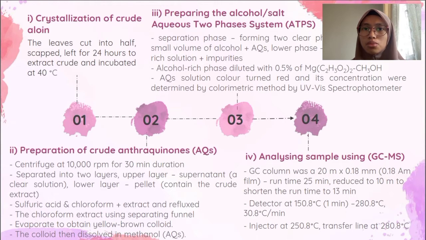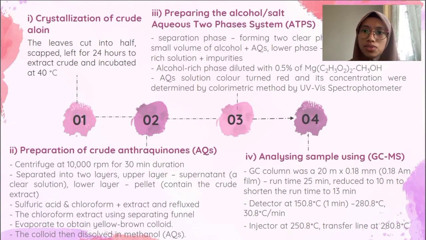Sulfuric acid and chloroform were added to the extract, and then refluxed. The chloroform extract was separated using a separating funnel, then evaporated to obtain a yellow-brown colloid, and the colloid was then dissolved in methanol. Third is preparing the alcohol or salt aqueous two-phase system, ATPS. Separation forms two clear phases: the upper phase is a small volume of alcohol with AQs, and the lower phase is a large volume of salt-rich solution and impurities.